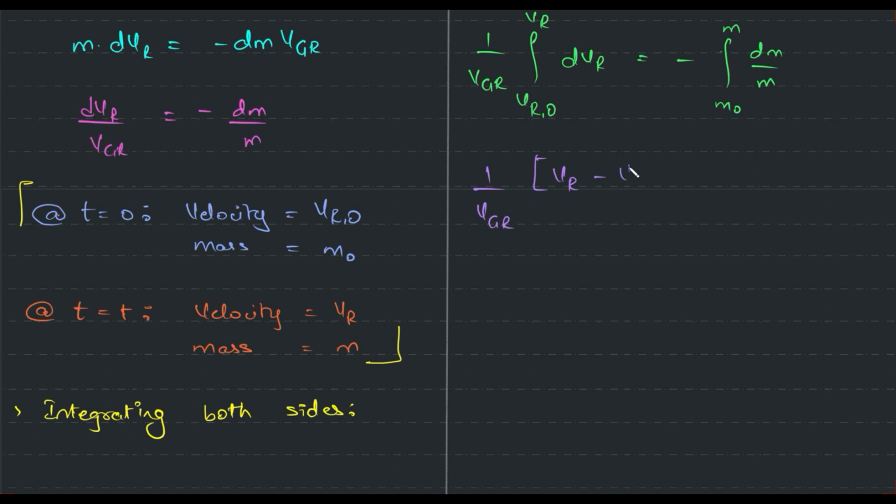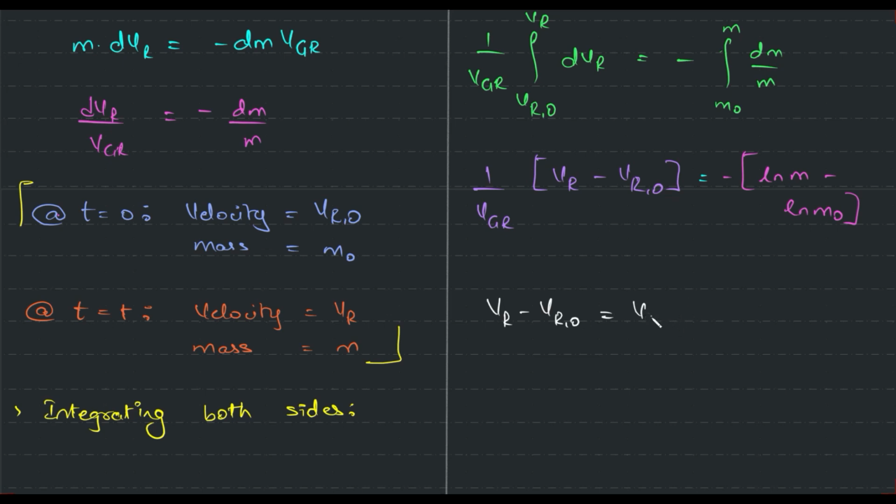Again, I hope you guys are thorough with your integration. And this will be minus of natural log of m minus natural log of m naught. Again, this is to do with log. So if you're thorough with log, you know that this will be equal to Vgr, with a bit of rearrangement.